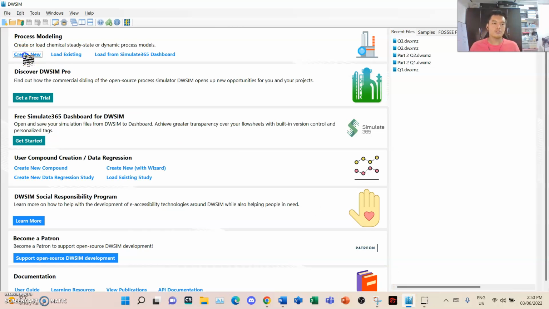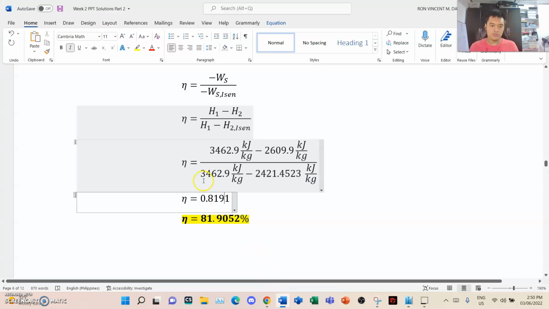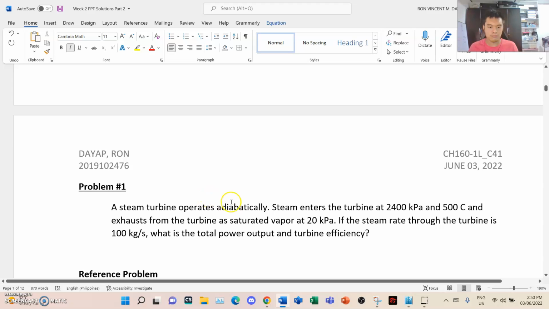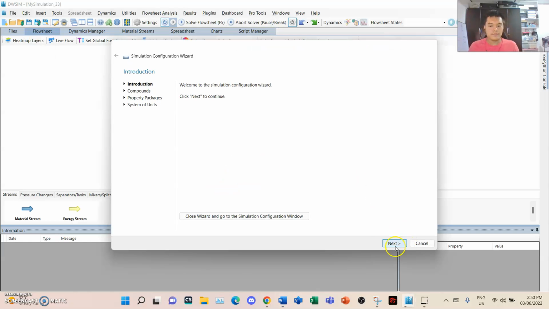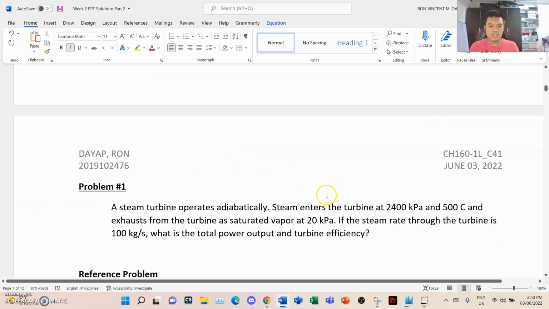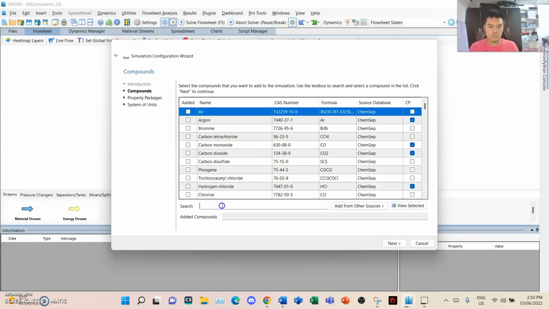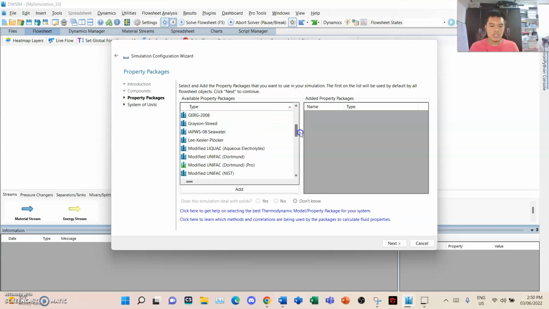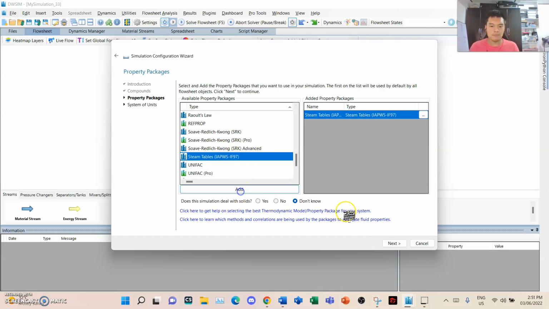So going to the process modeling, create a new process model, wait for it to load, and then we go back to the problem to assist you in this course. Click next, then what is the property here? Steam, and steam is just water, so we'll just click water. And property package is steam table. So steam tables here, we add them here.